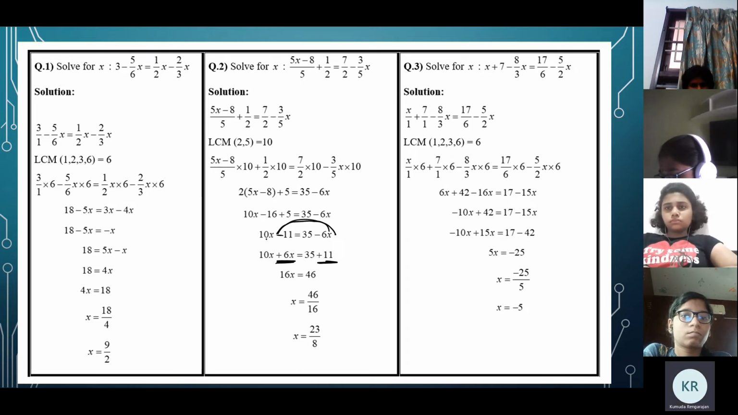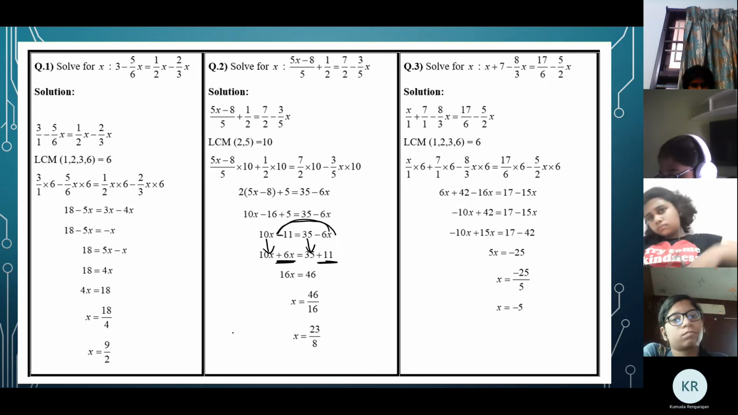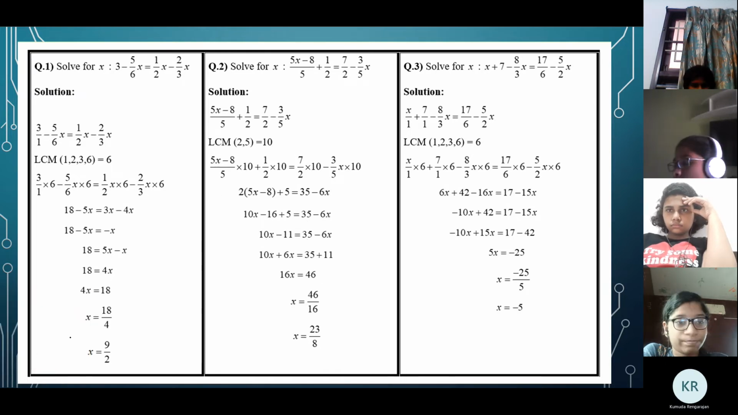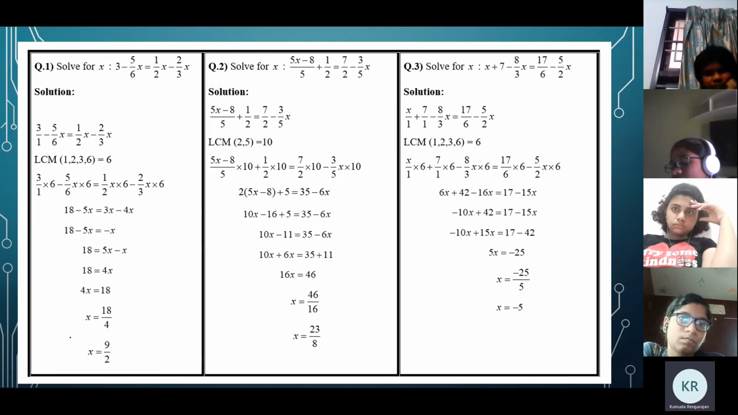If you can see, 10x remains in the left hand side, 35 remains in the right hand side. Now 10x plus 6x is 16x. 35 plus 11 is 46. x is equal to 46 by 16. On simplifying by 2, we get 23 by 8. So the value of x is 23 by 8.